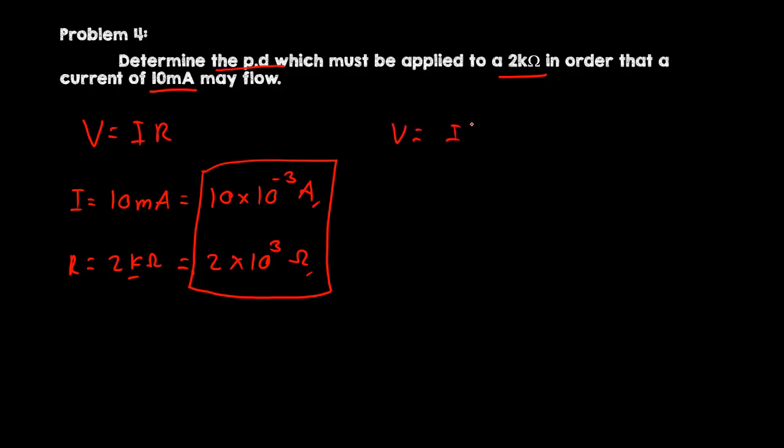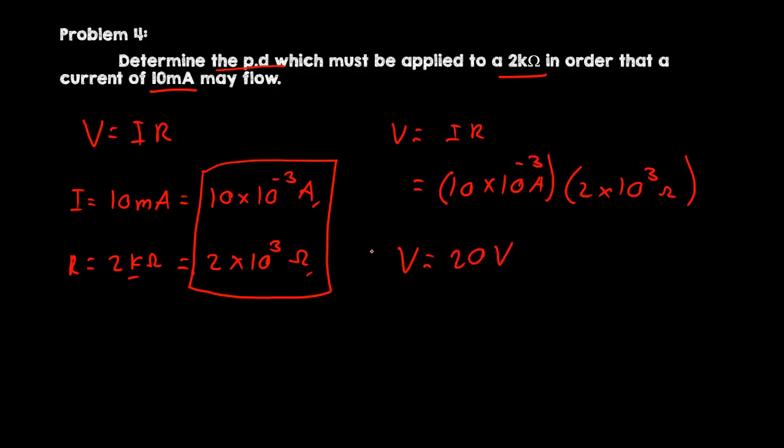Because I should be in amperes and the resistance should be in ohms. V is equal to IR, equal to 10 times 10 raised to negative 3 times 2 times 10 raised to 3. This one is in amperes, this is in ohms. The voltage should be, calculator, 20 volts. Okay. That would be the correct answer. Don't forget to convert your units before applying them to our formulas.